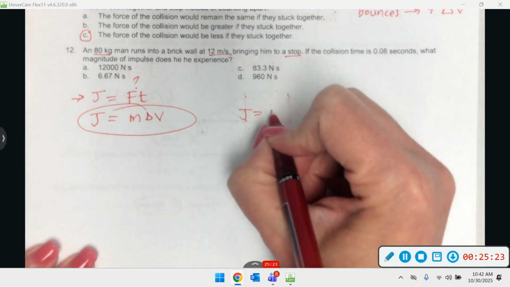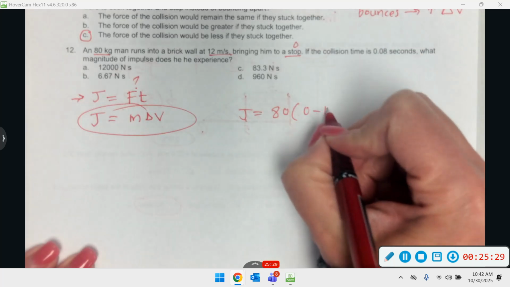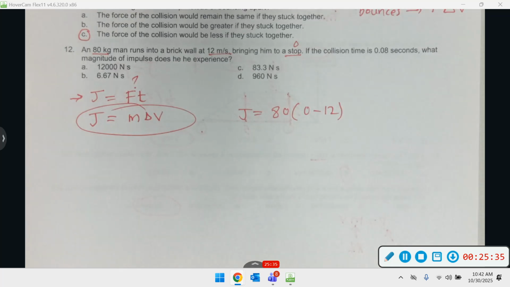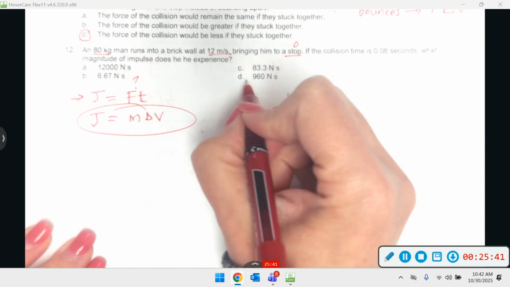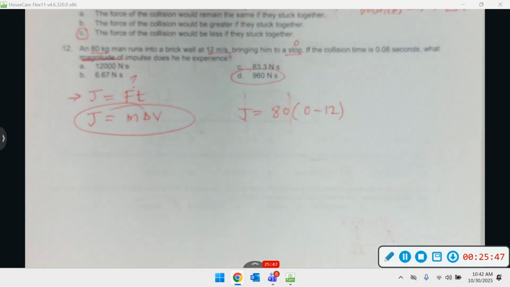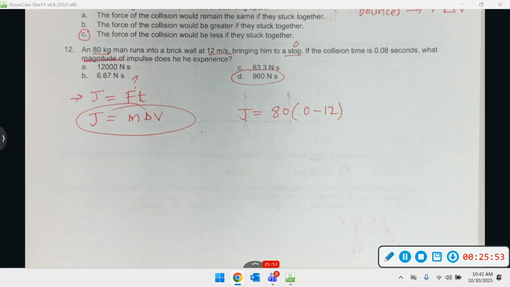Impulse equals the mass of the man is 80. His change in velocity is his final is 0. So 0 minus 12. Of course that's negative 12. So it's just 80 times negative 12, which is negative 960. Now you'll notice there's not negative numbers here. But the question says magnitude of impulse. So they didn't even care about the sign. Okay, what magnitude of impulse? 960 newton seconds. Technically, the impulse is negative 960, but since it just asked for magnitude, we're just going to give the number value. The answer is D, and 78% of you guys got that one right. All right, number 13.